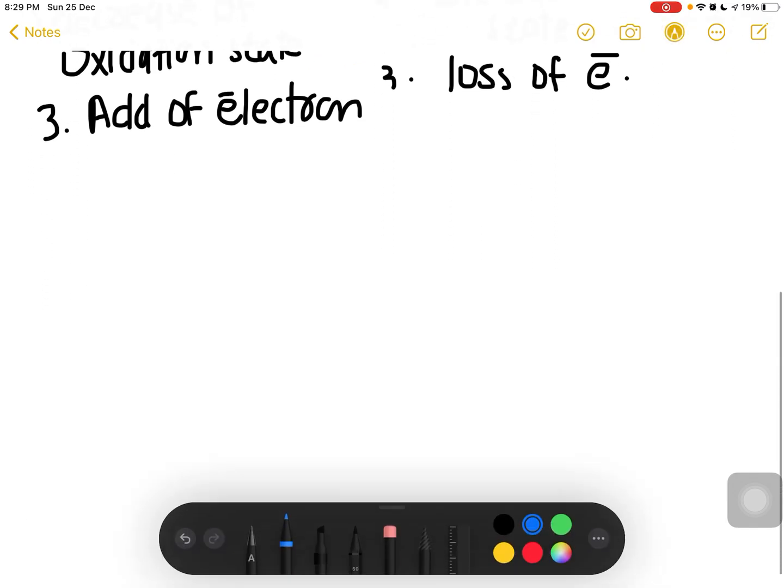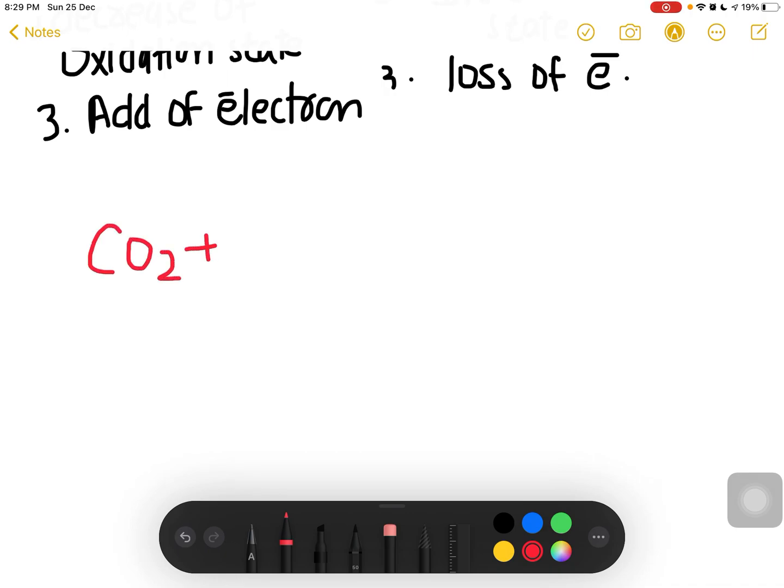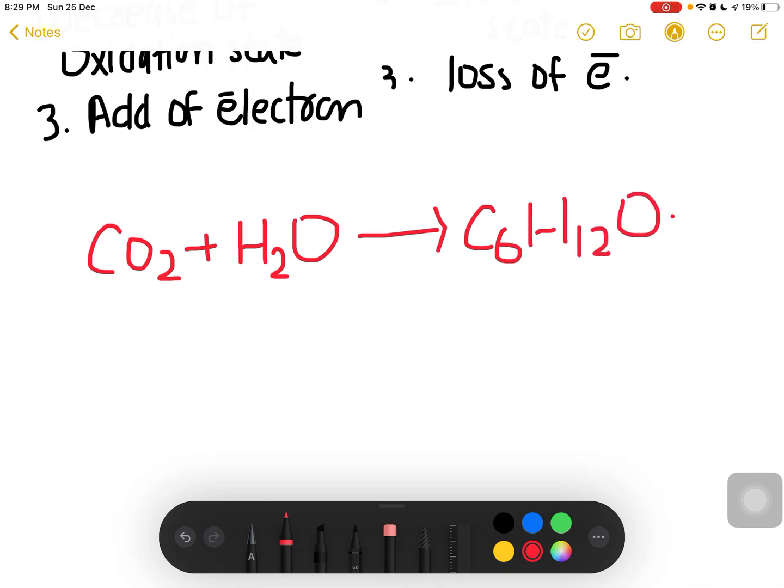Now let's look at the reaction of photosynthesis. What is the reaction? Basically we have carbon dioxide plus water. It forms C6H12O6, right? So let's see which compound here is oxidized and which compound is reduced. Now if we talk about oxidation state, here you can see oxygen is having -4 and carbon is having +4, right? Now here water is having oxygen -2 and hydrogen +2.